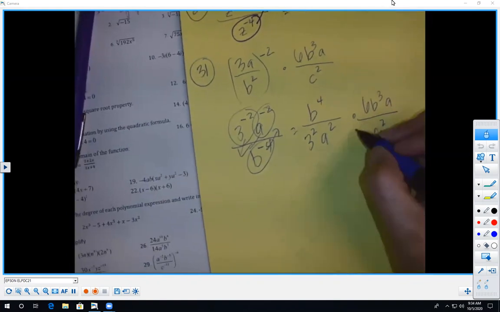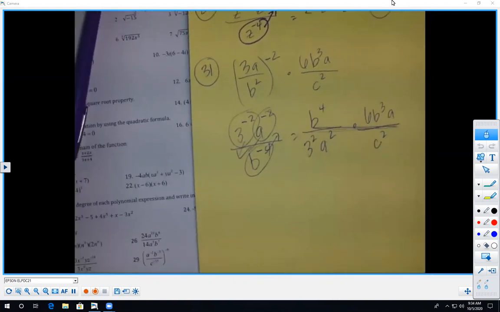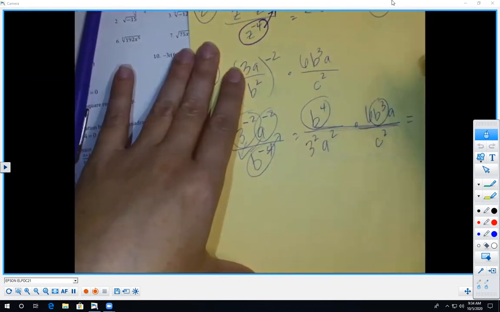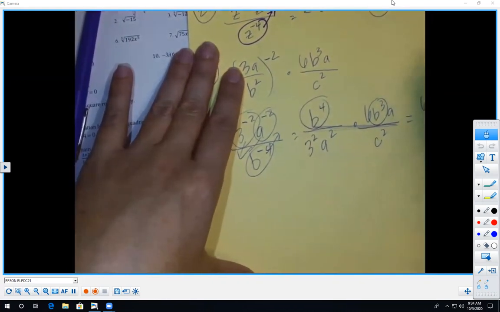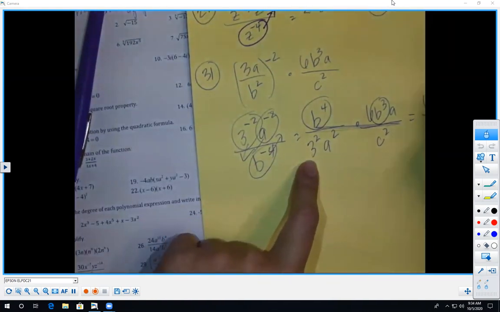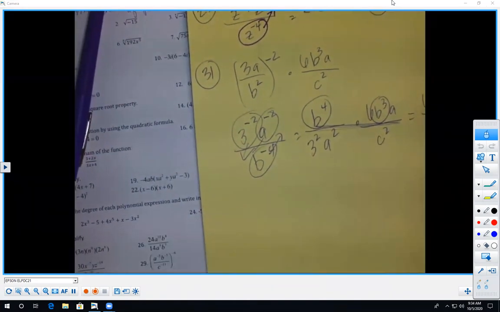Okay, so since it's multiplication, we can essentially combine these, right? Make it one big fraction and see what we can put together. What can you put together on top? The b's, b to the 4th and b to the 3rd. So this would be 6b to the 7th times a over, I'm going to go ahead and do 3 squared. What is 3 squared? 9a squared c squared.